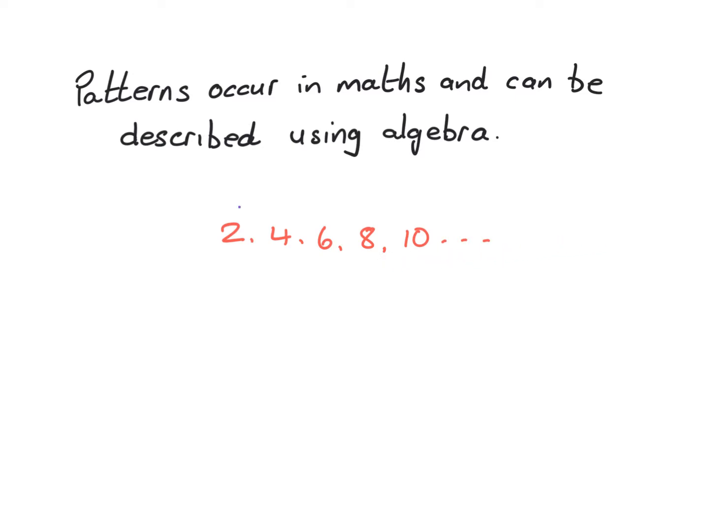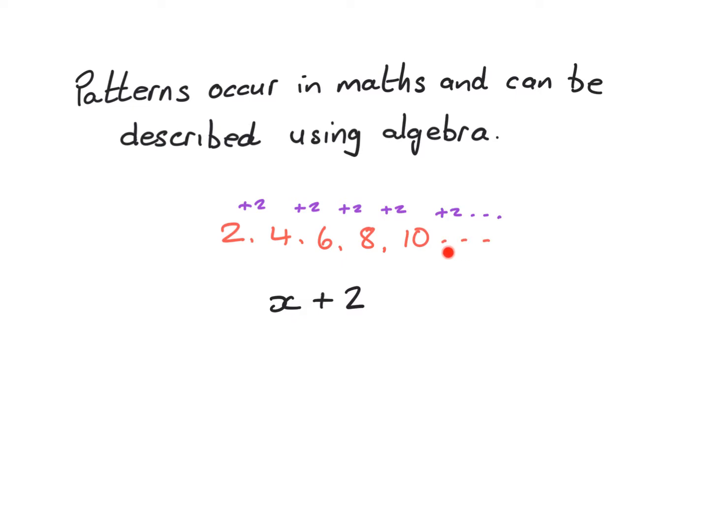And from this number pattern we know that to get our next number we're adding 2 each time, and so that would go on. And so we could turn this into an algebraic expression by saying the number, and each time we are going to add 2 to it.